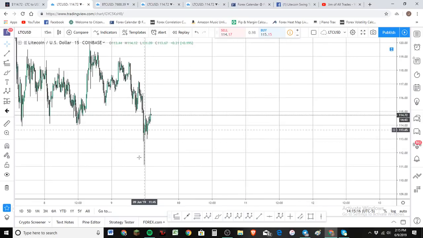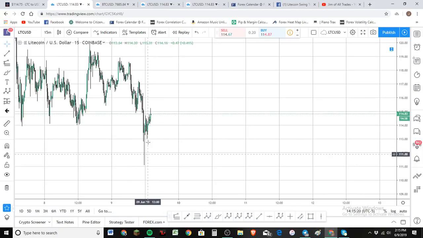If I miss this bottom, and I was with my church family, I was preaching the gospel today with my people, and so I wasn't able to get in on that move, and so I missed it. When I was able to check my phone, we were already up here. I don't jump in, so I'm going to wait for a pullback before we move in.